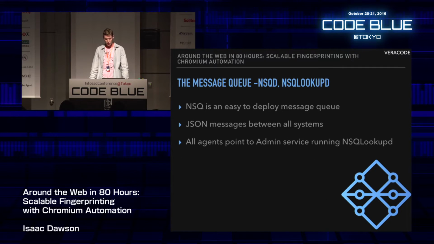The message queue, as I mentioned, I'm using NSQ. It's two primary components, NSQD, which is just the message queue that you would publish your messages to or consume from. And then NSQ lookup is more of a discovery service. So all my agents would connect to the NSQ lookup service and say, here's what I provide or here's what I need. And then they could publish and consume on very specific topics or channels. And messaging is just JSON between all these systems.